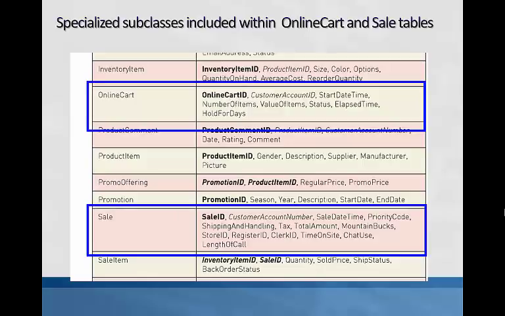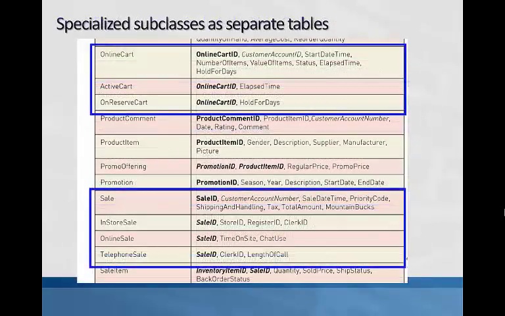In this example, we have separated all the tables. Each table holds only its primary key and its own attributes. So the active cart has a primary key of online cart ID and an attribute of elapsed time. The on reserve cart has the same primary key and the attribute of hold for days. The decision whether to combine or to separate is based on other issues, including technical issues and how the data will be accessed. One last point.